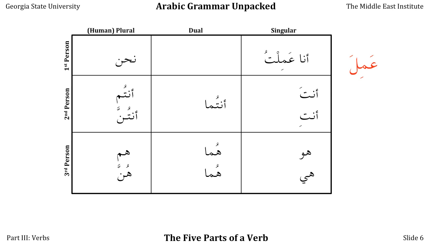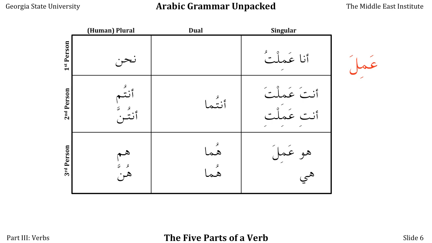Ana amiltu, I worked. Notice that the suffix here begins with sukun, and then we have ta with dhamma. Later on, it's going to become much more important that some of the suffixes begin with sukun and others do not. For now, just keep it in the back of your mind. Anta amilta. So here it's the same suffix except fatha instead of dhamma. Anti amilti. It's the same suffix except here we use kasra rather than fatha. Notice that both the anta and anti forms rhyme. Anta amilta, anti amilti.